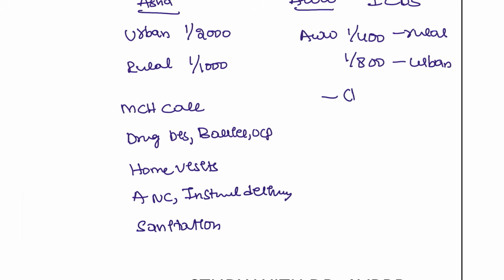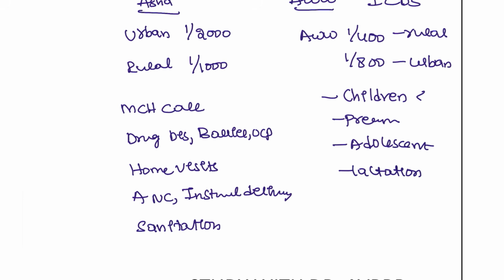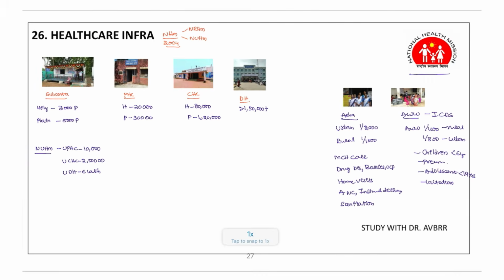And here they will cover children, pregnant women, adolescents and lactating women. All this will be covered for children less than 6 years and adolescents less than 19 years. All this is covered by the Anganwadi workers.